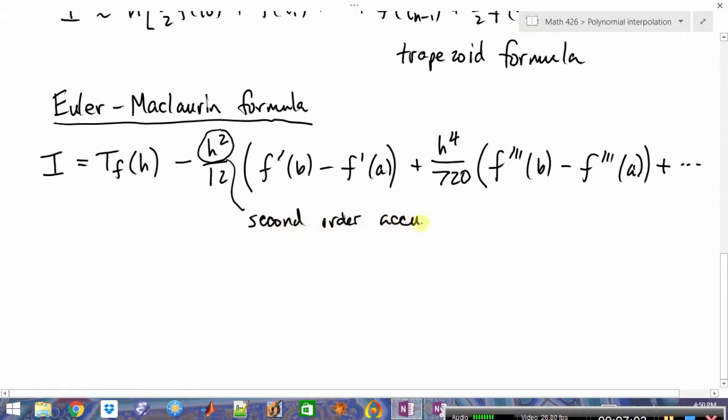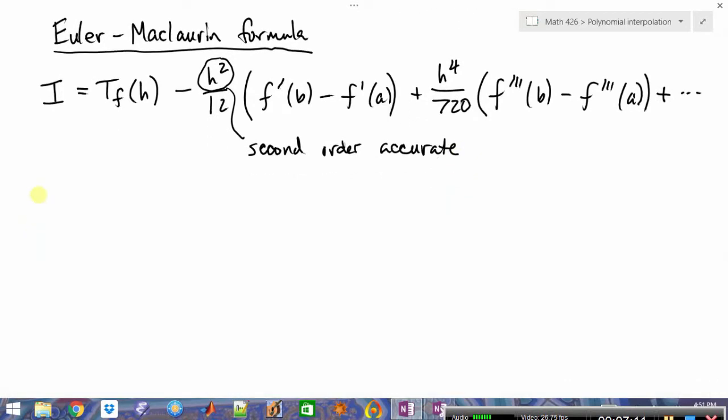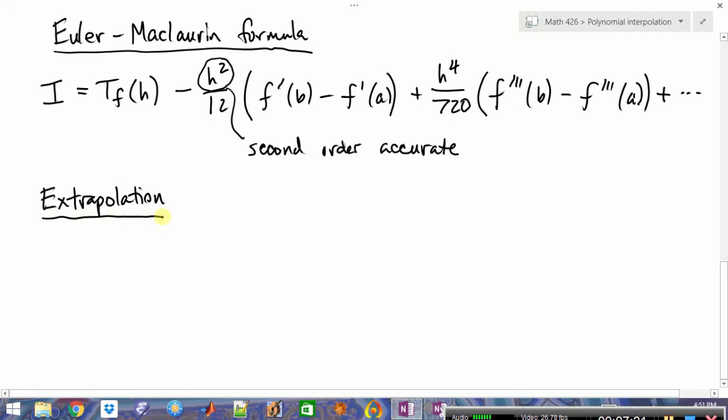So the trapezoid rule is second order accurate, which is okay, but we can do better. And the improvement is a process known as extrapolation, which is really quite a general tool, just being applied for integration here. So it's a very clever thing to know.